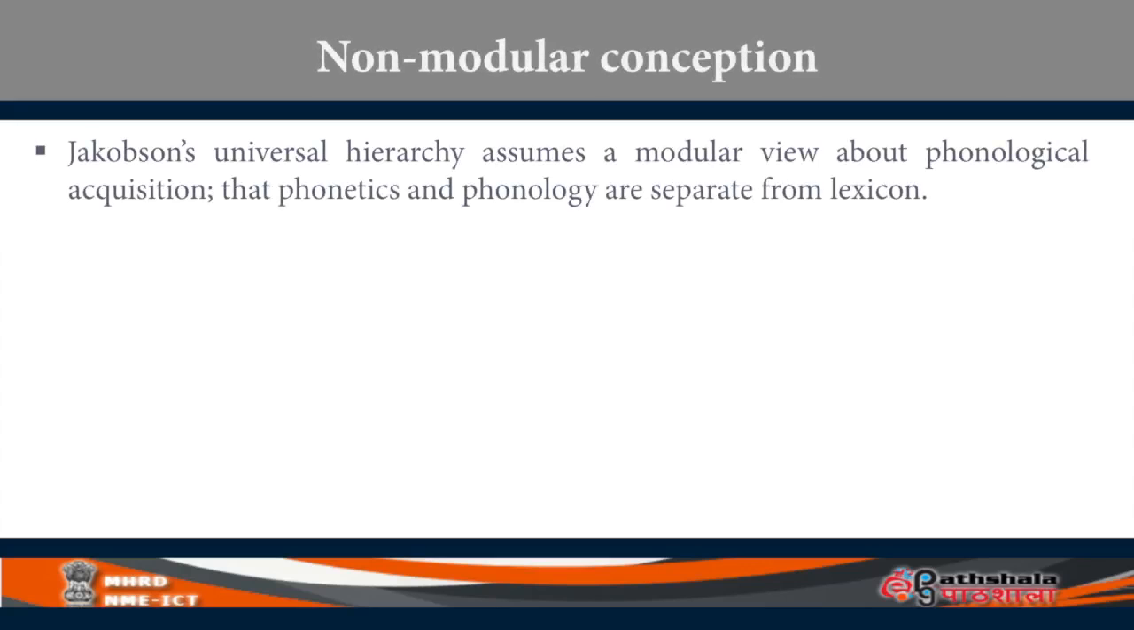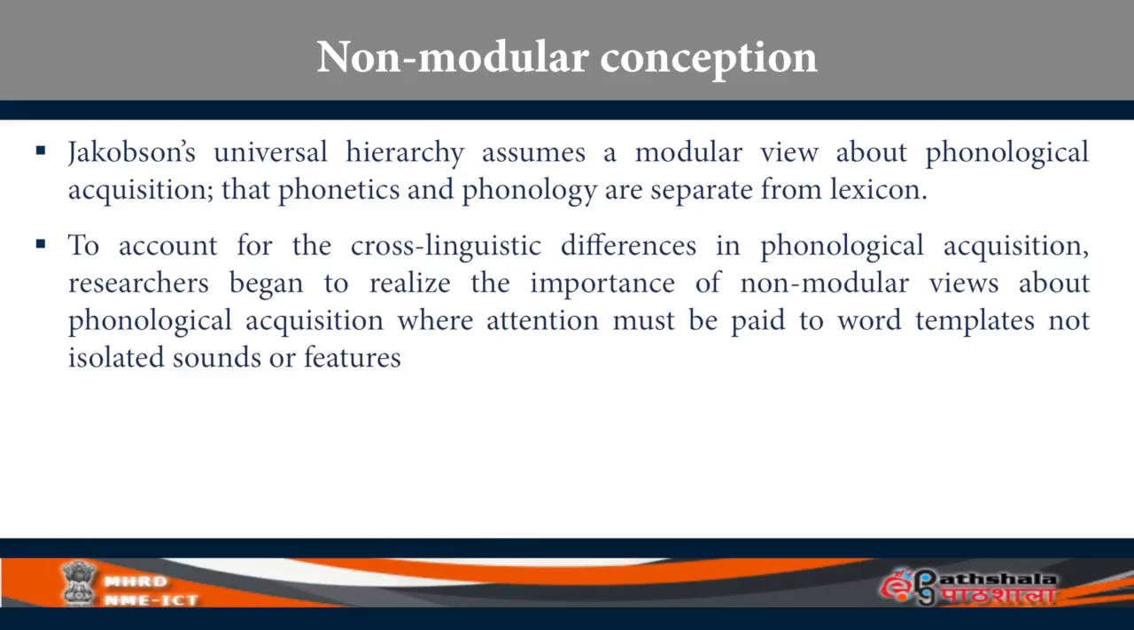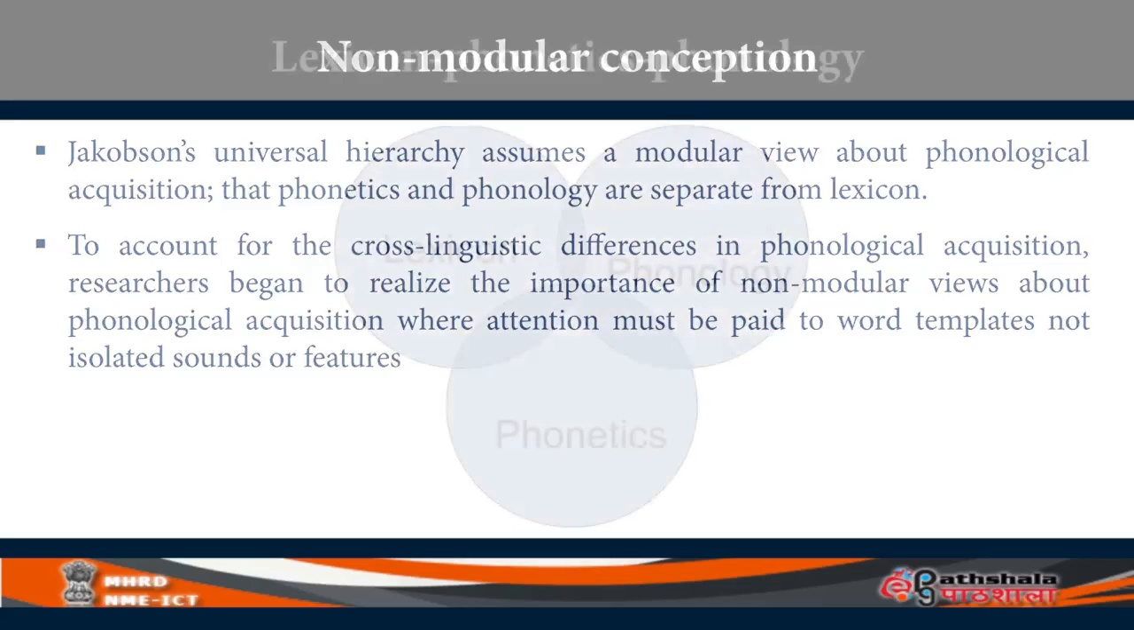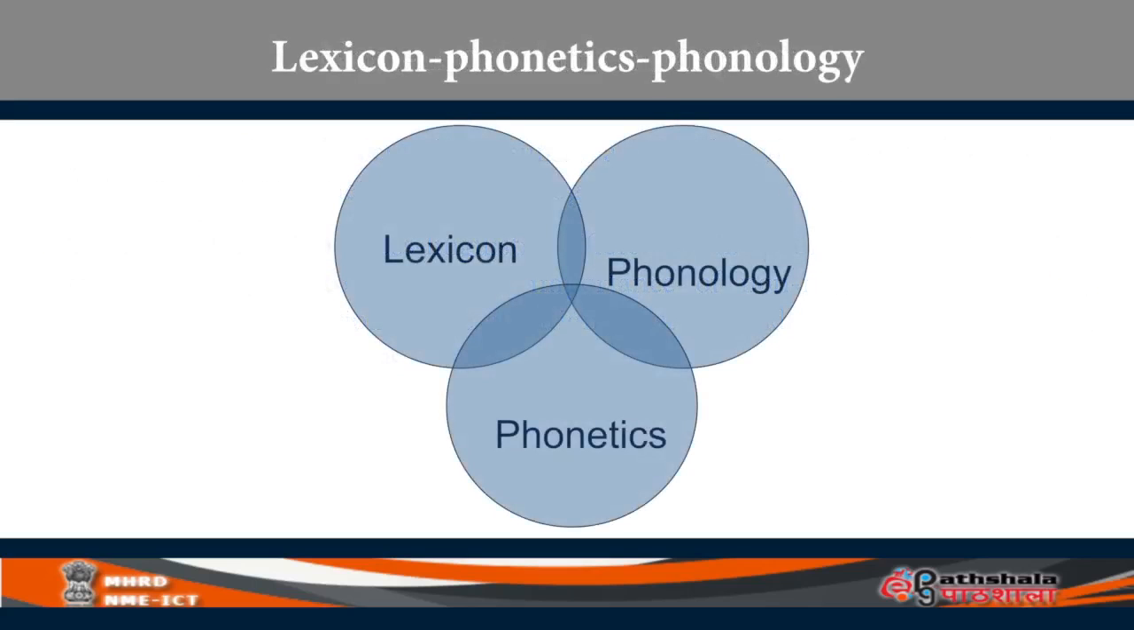That is the modular conceptualization, that they are all different modules. In other words, Jakobson's hierarchy assumes a modular view about phonological acquisition, that phonetics and phonology are separate from the lexicon. To account for cross-linguistic differences, in recent years researchers began to say we have to question that modular conception. It doesn't work. So, you see the picture on the screen now: phonetics, phonology and lexicon are overlapping. All three of them are overlapping.